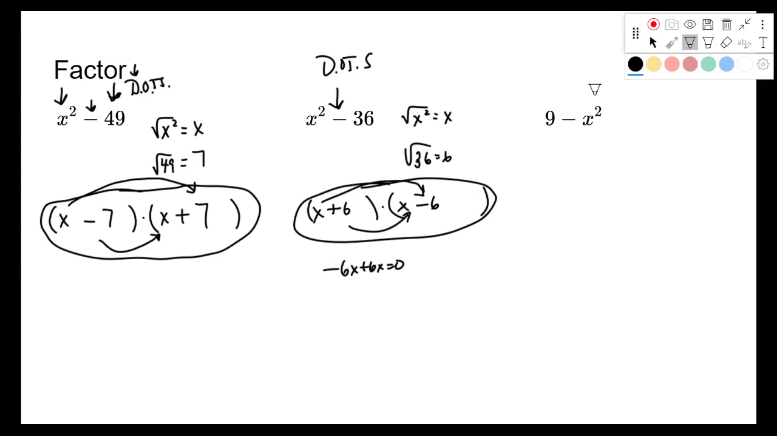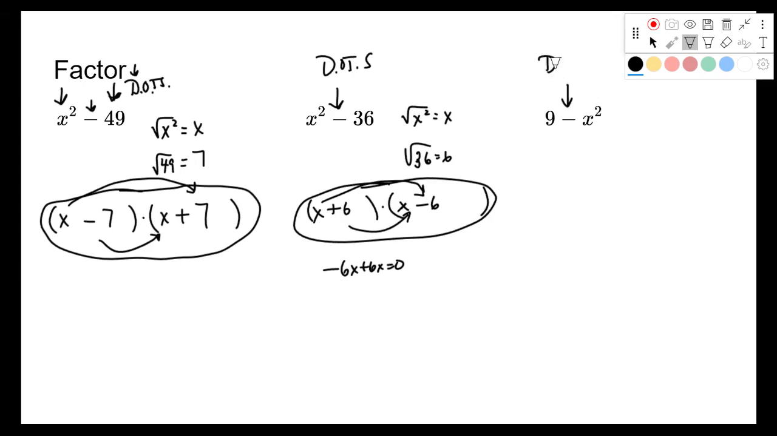Now I have 9 minus x squared. I reversed the 2. Well, you can still do it. Again, we're going to check for a GCF. There isn't a GCF here. Okay. I'm actually going to show you 2 ways to do this problem. It is really something you should be able to do both ways. I'm going to try it like this first. Okay, so we'll say there's no GCF.